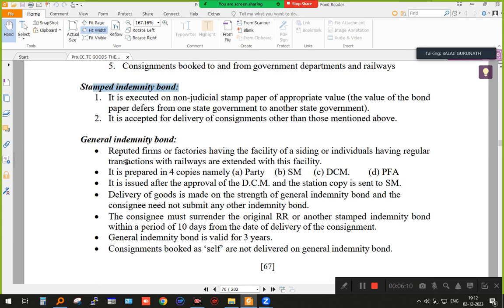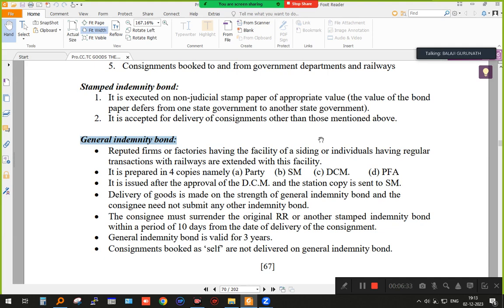Now the third thing is called the general indemnity bond. Listen carefully, because this general indemnity bond is a little different from the normal bonds which we have seen, the first two, unstamped and stamped. Apart from that, this is the third type of bond. It's called the general indemnity bond. What is a general indemnity bond?